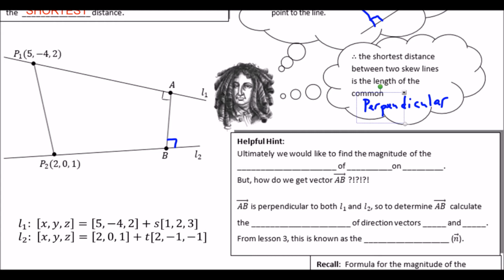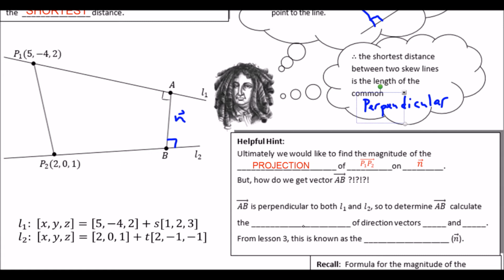Ultimately, what we want to do is find the projection of P1, P2 onto the normal, which is what this guy is right here. I want to find the projection of this onto this. Okay, but how do we get the vector AB?